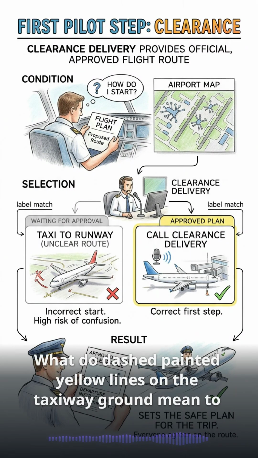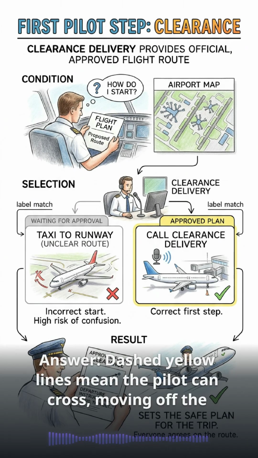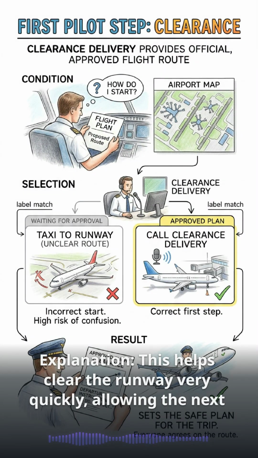34. What do dashed painted yellow lines on the taxiway ground mean to an airplane pilot? Dashed yellow lines mean the pilot can cross, moving off the active runway without needing special permission. This helps clear the runway very quickly, allowing the next flying airplane to land safely behind them.